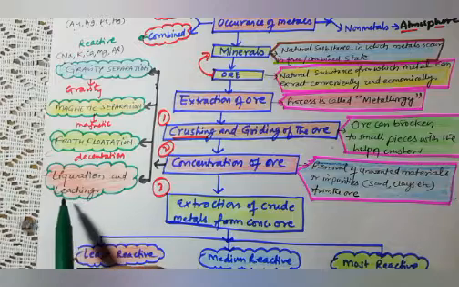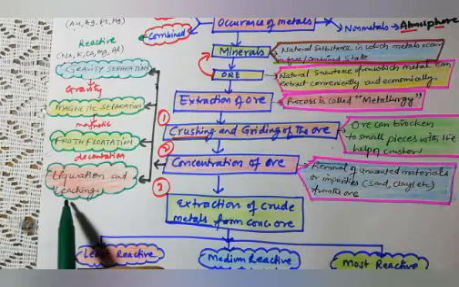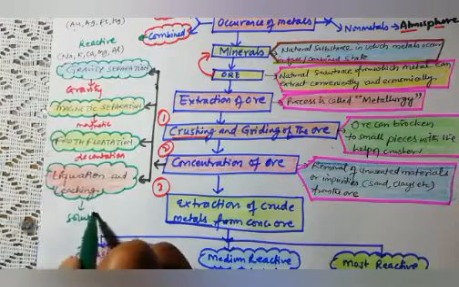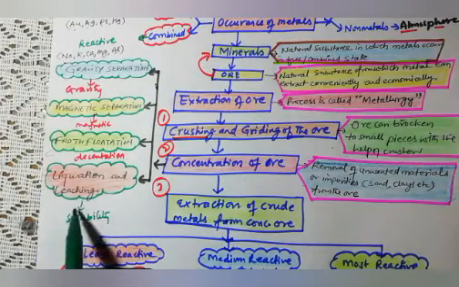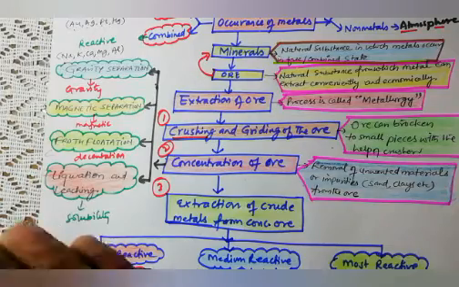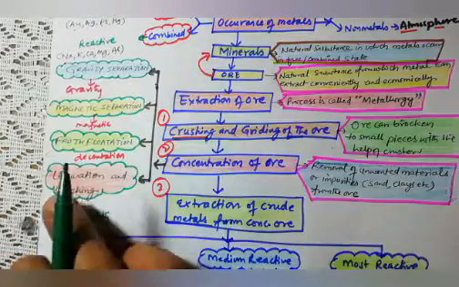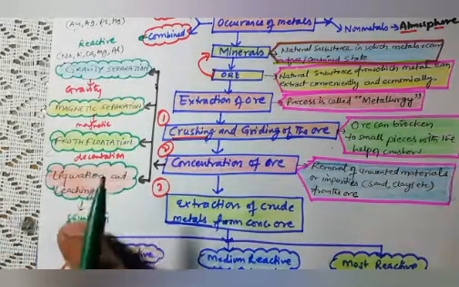Whereas leaching, which is very important, is a chemical method in which the powder ore is treated with a certain reagent in which the ore is soluble but the impurities are insoluble. It is on the basis of solubility. The impurities are left undissolved and are removed by the filtration process. This method is used for ores of aluminium, silver and gold, etc.